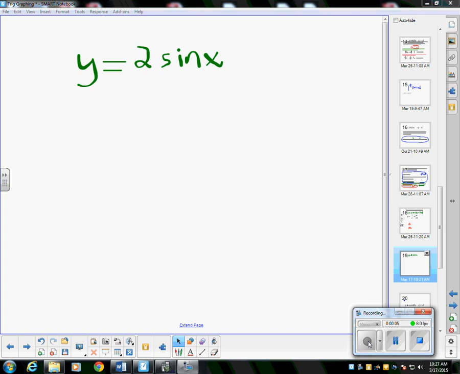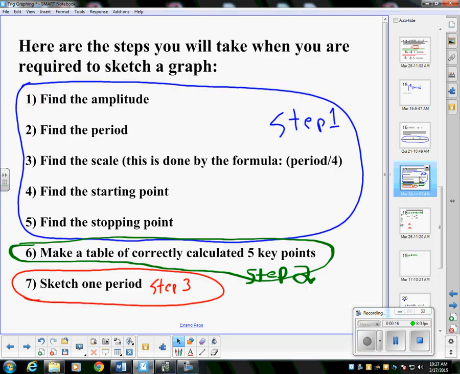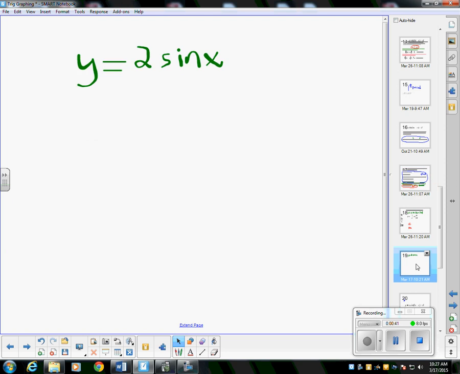What we want to do with this is the complete work, all three steps of this equation to find the 5 key points. If you'll remember, all three steps look like this. Step 1 is in blue, step 2 is in green, step 3 is in red. Step 1 contains 5 different tasks: find the amplitude, find the period, find the scale, find the starting point, find the stopping point. Step 2 is to make a table of the correctly calculated 5 key points, and step 3 is to actually sketch one period. So that's what we're going to do with this function right here.